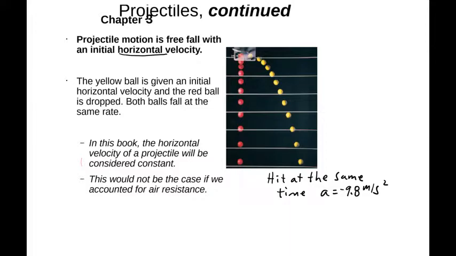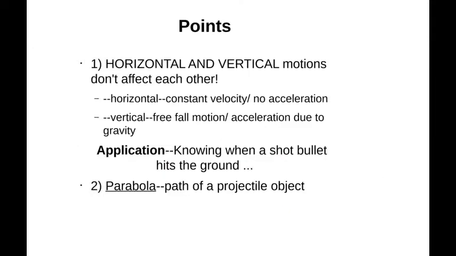So projectile motion is free fall with an initial horizontal velocity. In this case, we're shooting it horizontally. A couple important points here. Horizontal and vertical motions don't affect each other. So even though I throw it horizontally, it does not affect what is happening in the y direction. Horizontal does not affect vertical. X does not affect y.